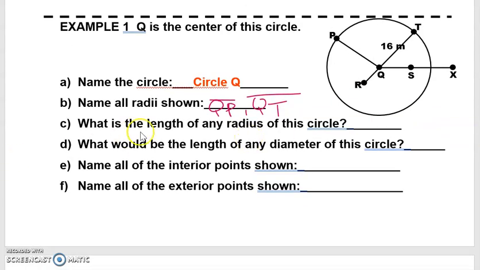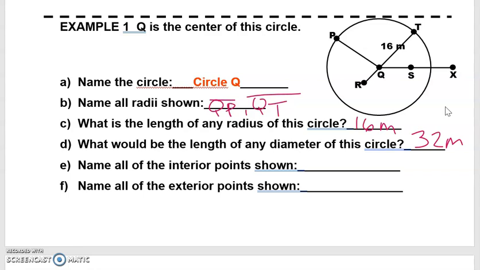Anyway, what is the length of any radius in this circle? Well, QT is 16 meters. That means QP will also be 16, and any other radius will be 16 because all the radii should be the same length. What would the length of any diameter of this circle be? So remember, that just means we double our radius. So 16 times 2 is 32.